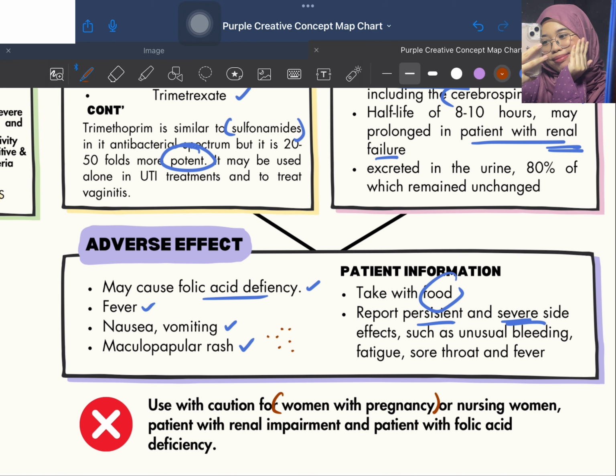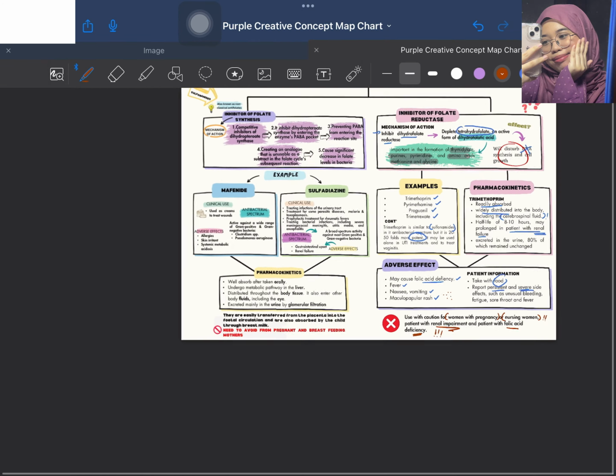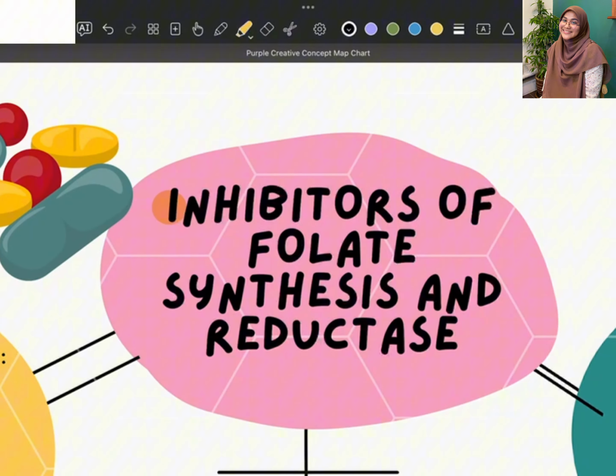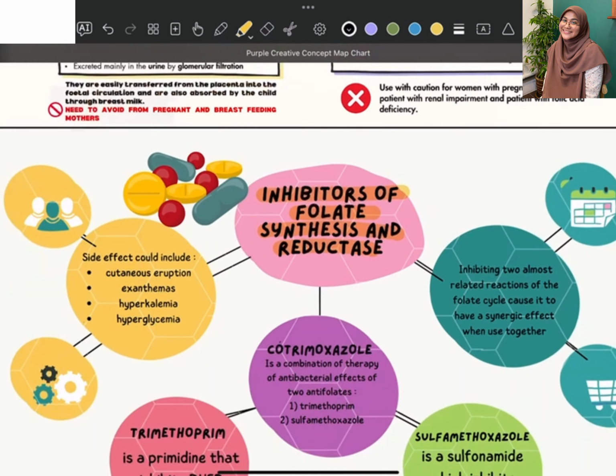Pregnant or nursing women should take trimethoprim with caution since it can cross the placenta and breast milk. Some dose adjustments need to be done for patients with renal failure, and since it can cause folic acid deficiency, patients already experiencing this problem should also be cautious when taking this drug because folic acid deficiency can lead to megaloblastic anemia. Next, we're going to talk about the inhibitors of folate synthesis and reductase.